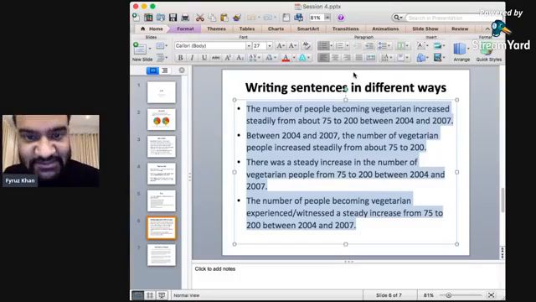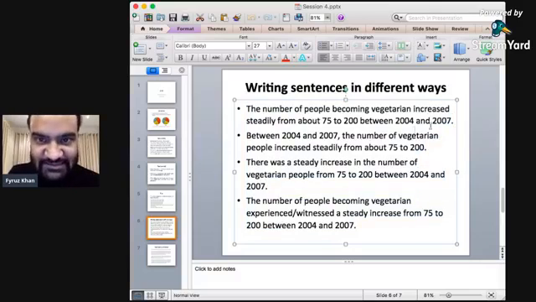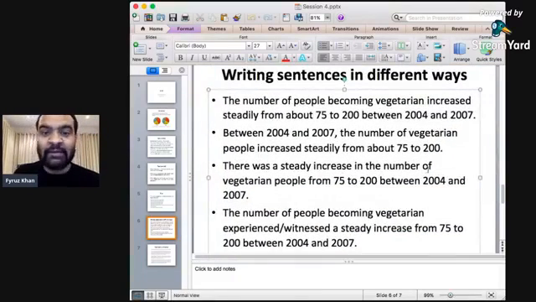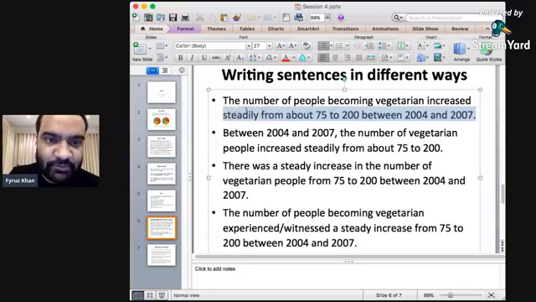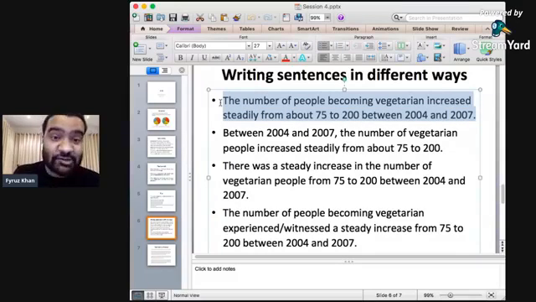Writing sentences in different ways. So if you read the first sentence, let's zoom in a little bit. The number of people becoming vegetarian increased steadily from about 75 to 200 between 2004 and 2007. There we go. A straightforward sentence. It is a complex sentence.